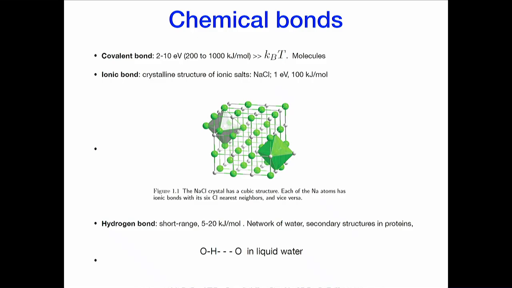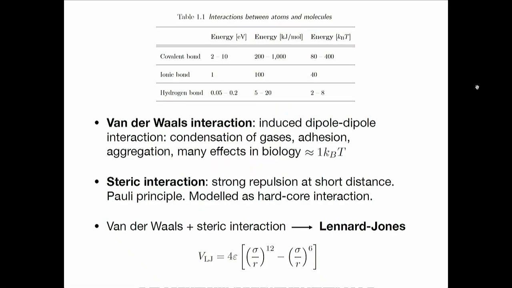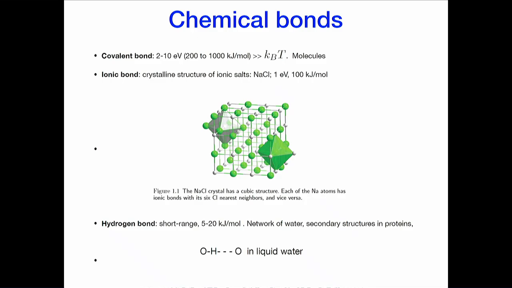So there is the chemical bond, the covalent bond. The first one is the covalent bond, sorry. And the covalent bond is, as you know, the bond which makes up molecules. It's essentially a binding of two nuclei by exchange of electrons between the two.